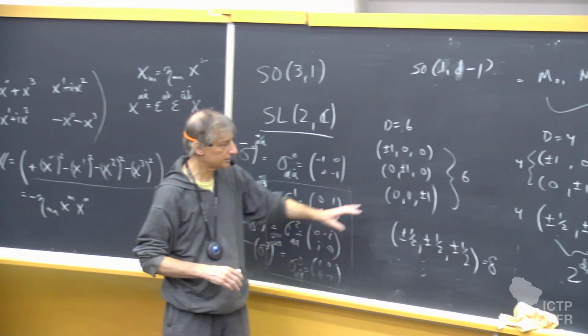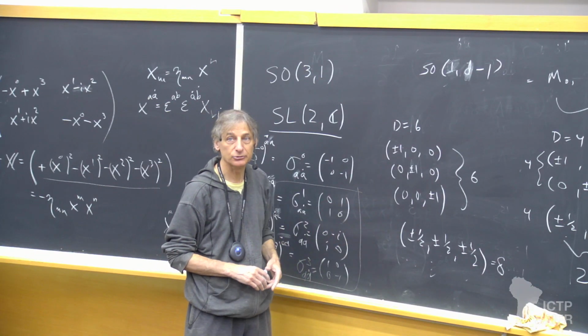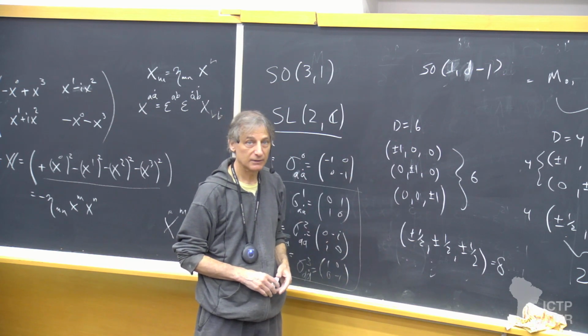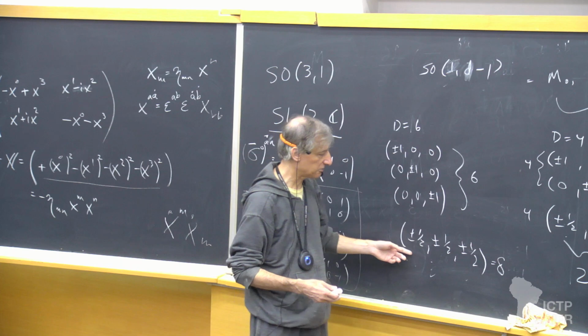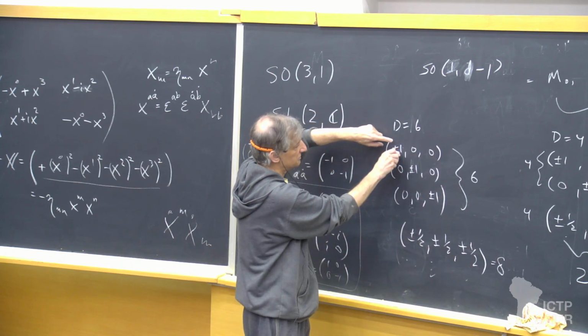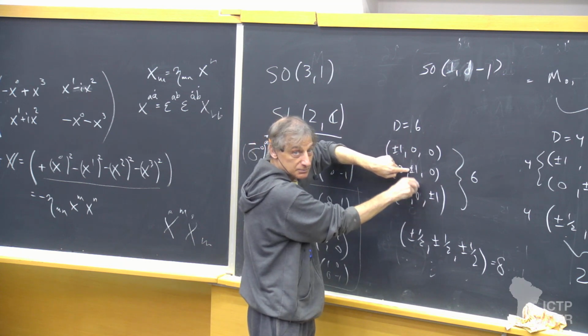So in 6 dimensions, you have a different number. It's always going to be a multiple of 2, so this is true in any even dimension. Now it turns out you can ask about the reality properties of this. These are all essentially real, these two are real, and these are the complex conjugates of each other, just because of the signature.